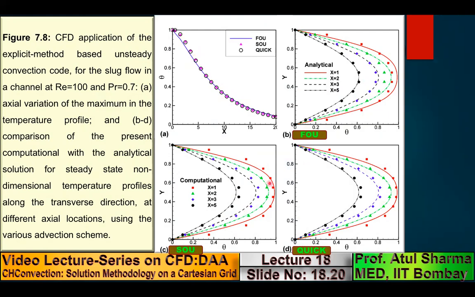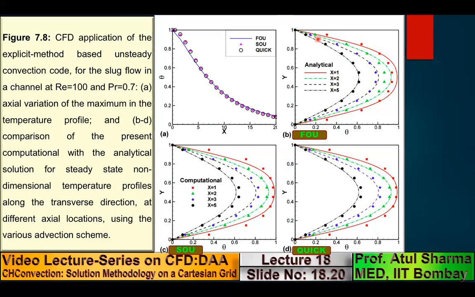And these are the temperature profiles corresponding to the various advection schemes. This is the result corresponding to the first order upwind scheme. This is corresponding to the second order upwind scheme, and this is corresponding to the QUICK scheme. Now, the red line shows the result at a non-dimensional axial location of 1, which is 1 times the height of the channel. This is corresponding to 2 times the height of the channel. This is 3 times the height of the channel.